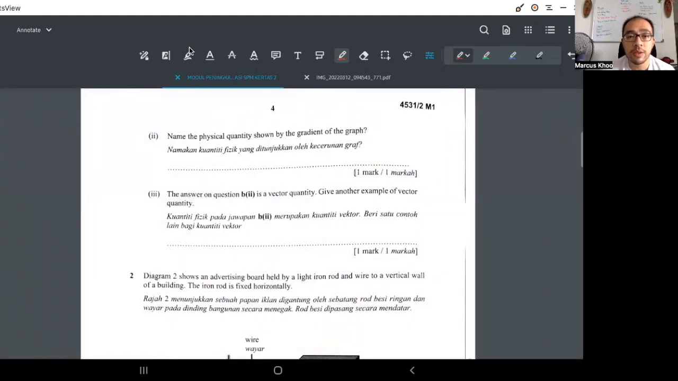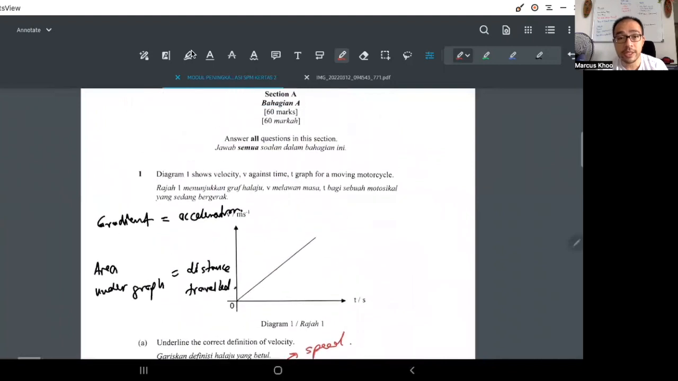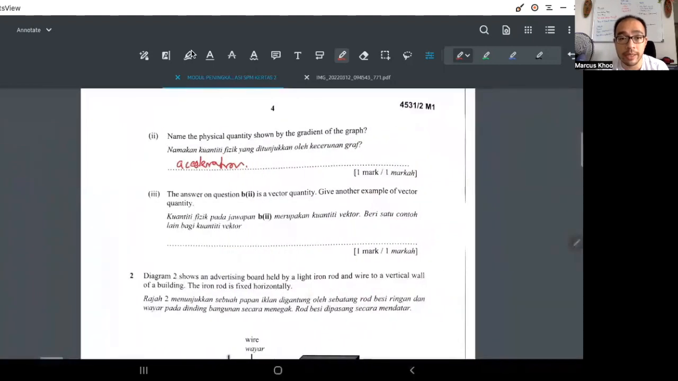Name the physical quantity that is shown by the gradient of the graph. The gradient of the graph, again, is acceleration, because this is a VT graph, so the acceleration is denoted by the gradient of the graph. So the answer in B2, which is acceleration, is a vector quantity. Give another example of a vector quantity. There are many examples of vector quantity.